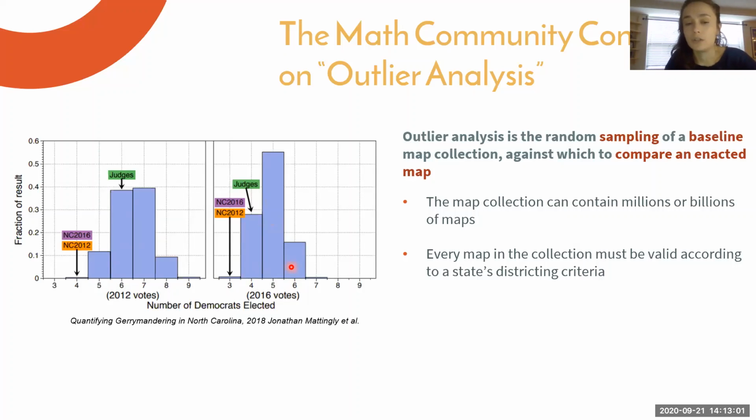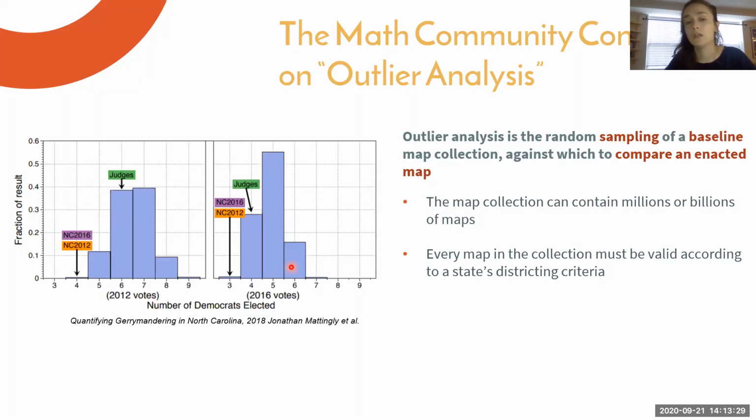As I mentioned, every map in an ensemble has to adhere to a state's districting criteria, or else it wouldn't really be considered a valid alternative for your baseline. So those maps need to have districts that are equally populated, which is federal law. If your state really values district compactness, that should be represented in your map sample. Some states really value not splitting counties or municipalities when they're drawing precincts.